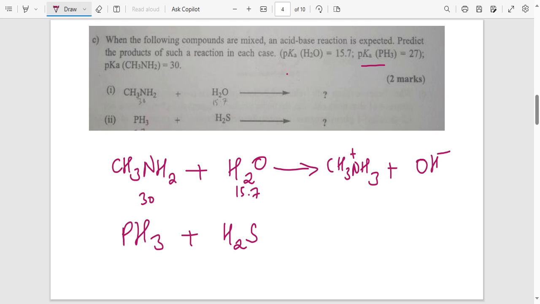For the other one, I don't know if we have understood the question on top. All right, thank you. So now let's look at the one down.